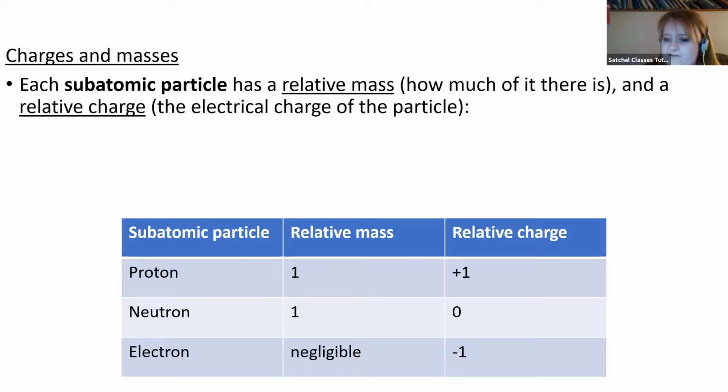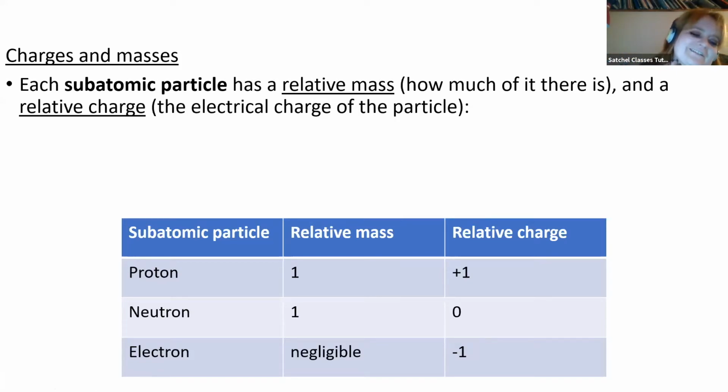Negligible, but let's worry about its charge. Proton +1 again, because it's got its charge of +1. Neutron 0. Remember about the magnetic fields there, the positive and negative. Electron, you have to remember this, the -1 electron charge. That's very important. So this is a good table to copy down, and you have to remember this one.